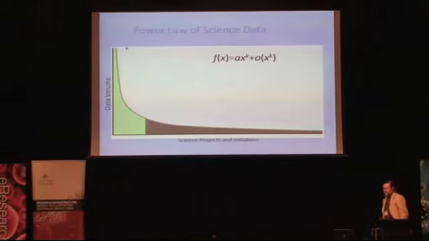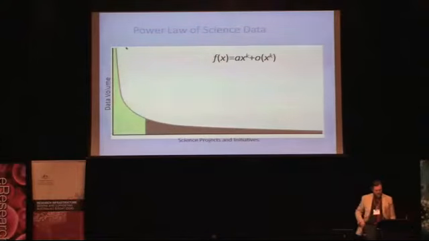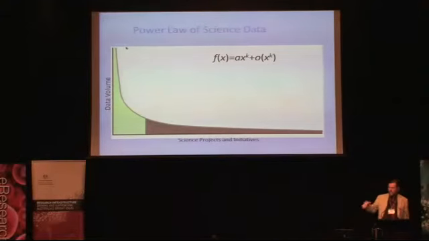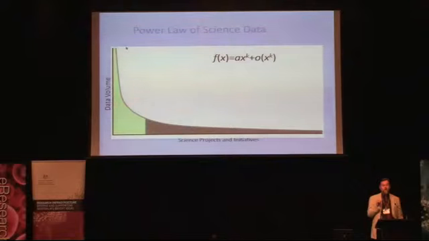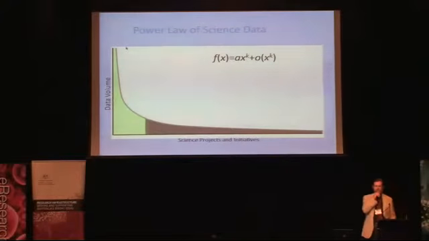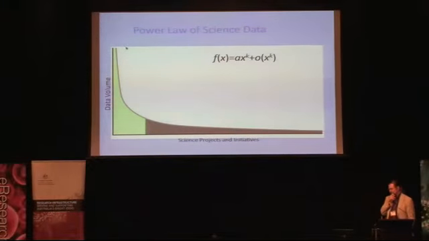I'm going to argue that, the animation didn't work. Okay, that's okay. That we have a power law distribution in science. So this is just the power law formula, and that data is distributed along this, that our big data projects are on the left-hand side of the curve, and they're very important, generate lots of important information in advanced science.